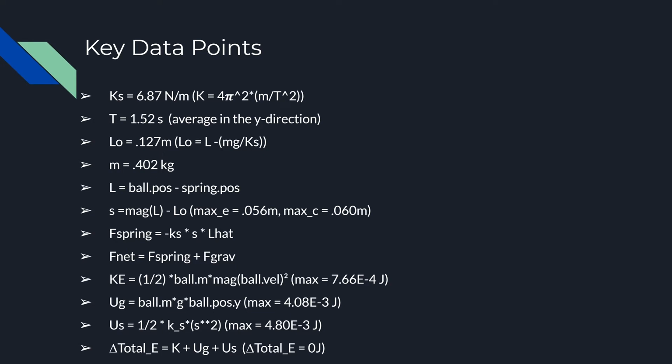And so here are the key data points. I got 6.87 for my spring constant, and I got that from the equation here on the right. I got 1.52 for my period of oscillation, and that was the average in the y direction. And then for my O naught, I got 0.127, and that was also used from this equation on the right. And then the rest is basically what was used mainly in the GlowScript code. So we already know that the mass was 0.402 kilograms, and the rest are just the key equations that I used in my GlowScript code.